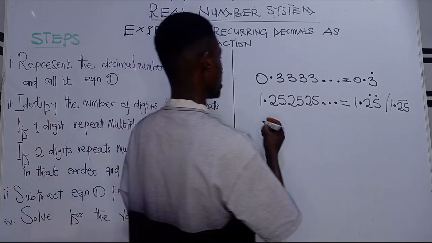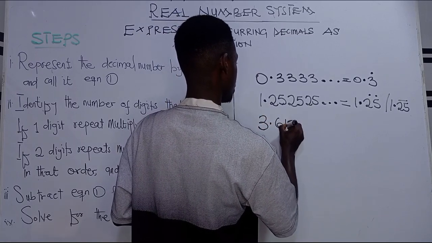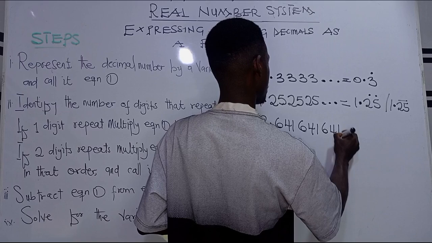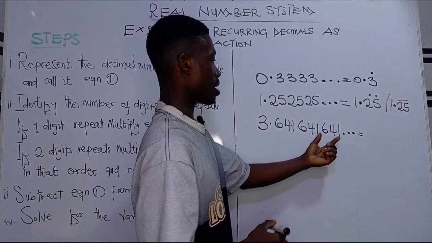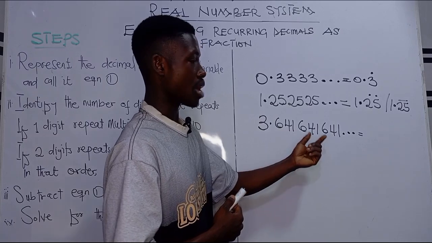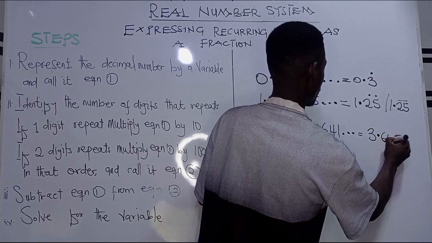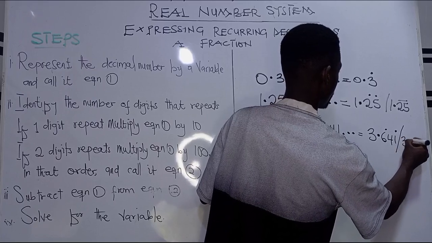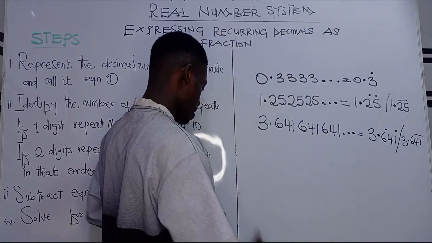Another example of a recurring decimal is 3.641641 up to infinity. You can see that the number that is recurring or repeating is 641. So we can rewrite this as 3.641 with dots, or 3.641 with a dash. This means the same thing.